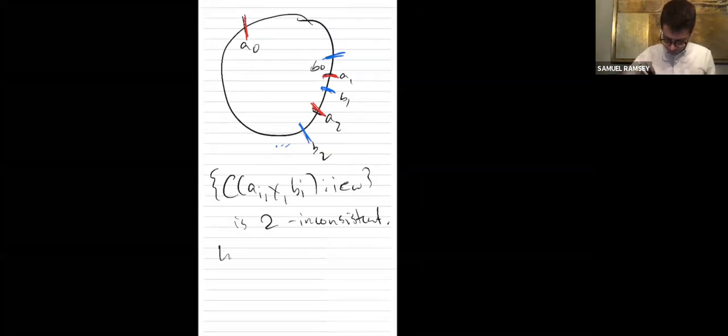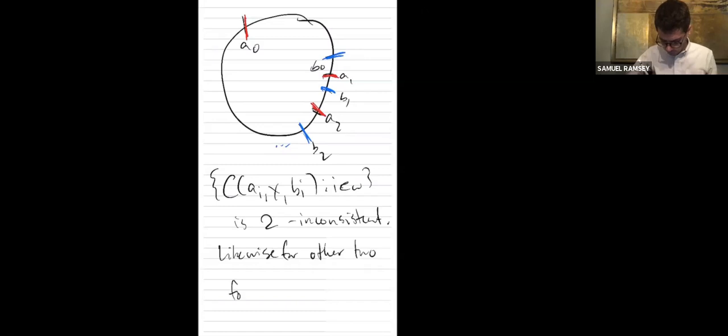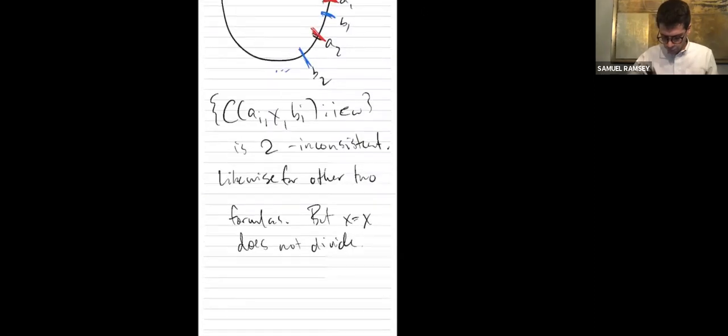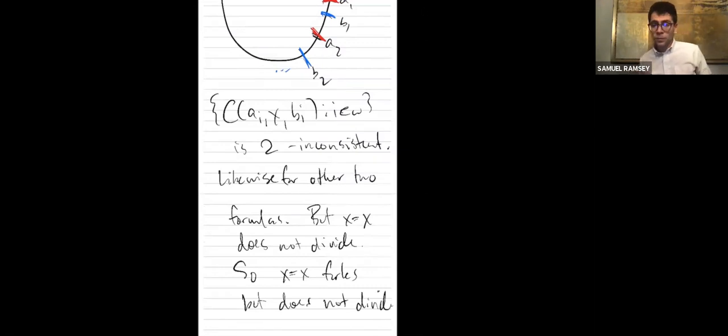So likewise for the other two formulas, but x equals x does not divide. So x equals x forks, but does not divide. Okay, so this is a nice example.